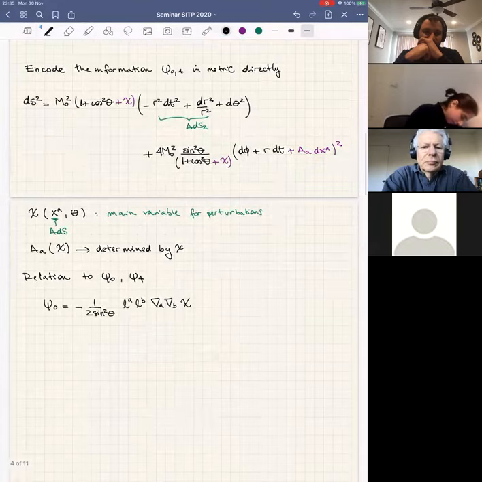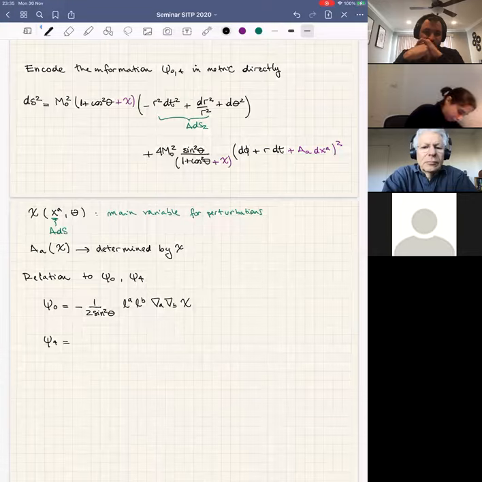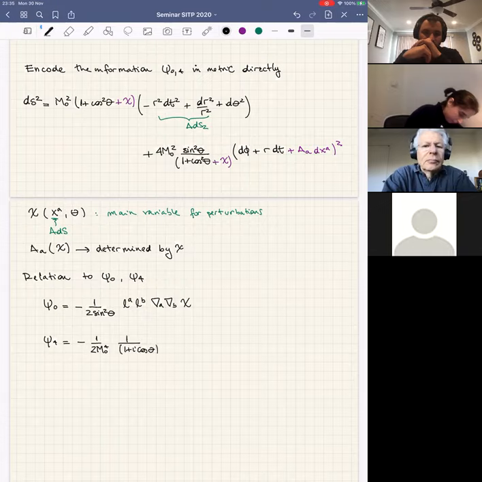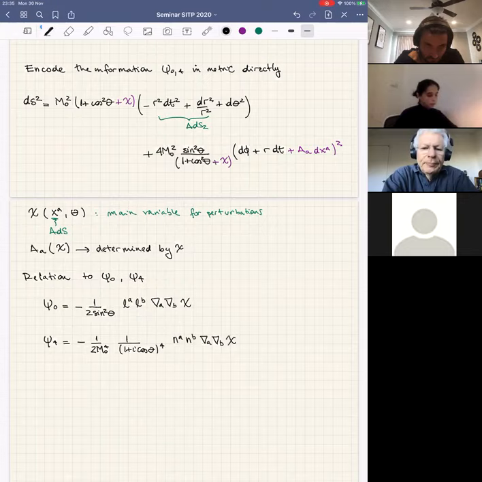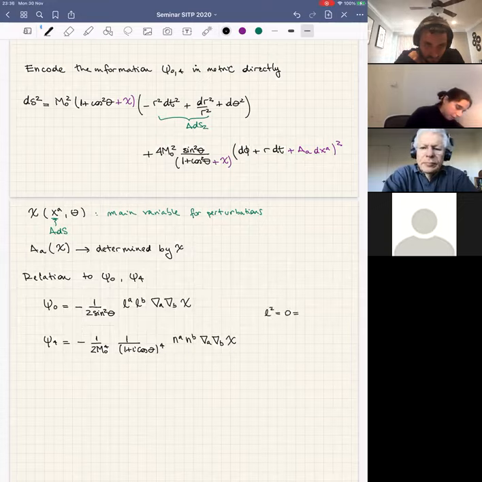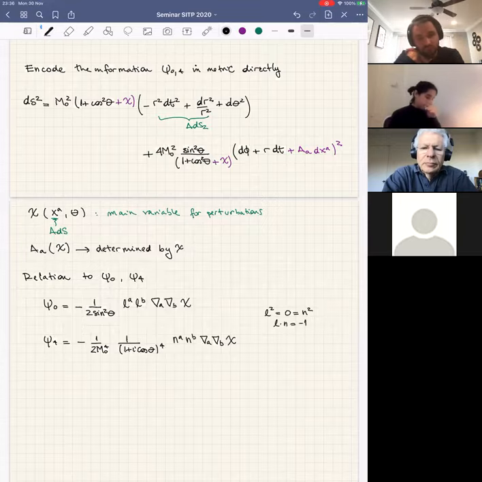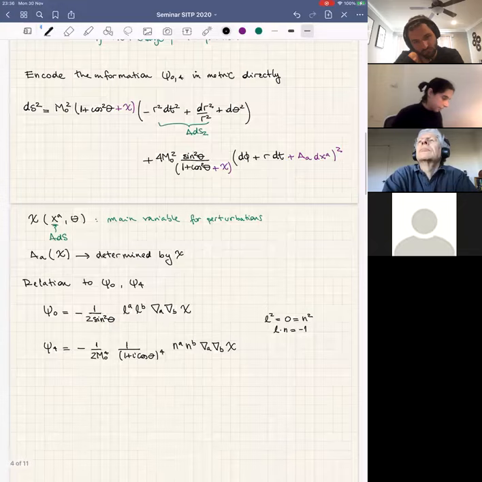Okay, let me write both of them because they're pretty simple. They're in this form, where these covariant derivatives are covariant derivatives with respect to AdS2. L and N are AdS2 null vectors. They're basically the projections of the ones that I wrote above, but for just the AdS2 part of the geometry. And this is the relationship between these two variables.